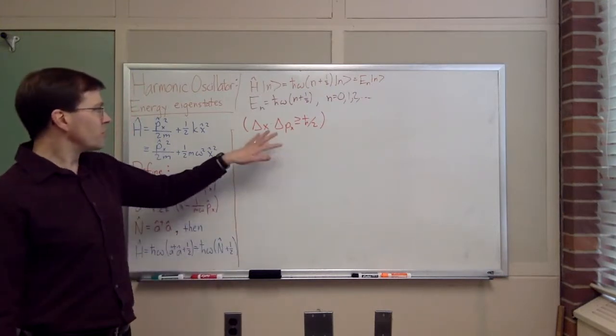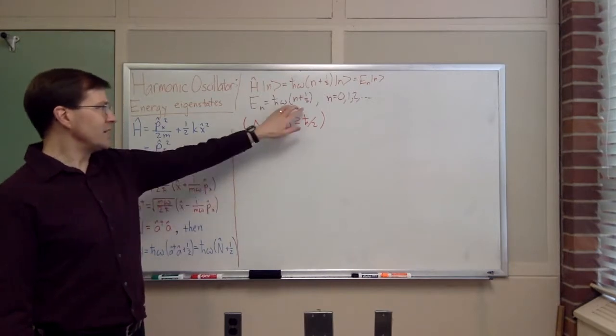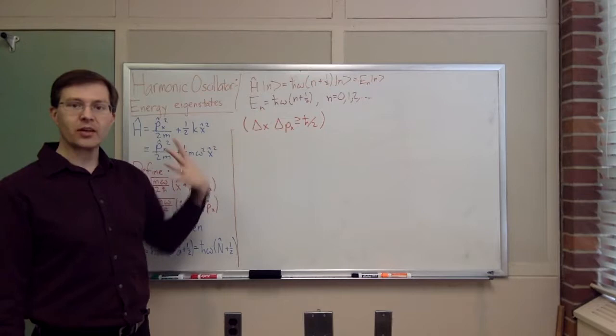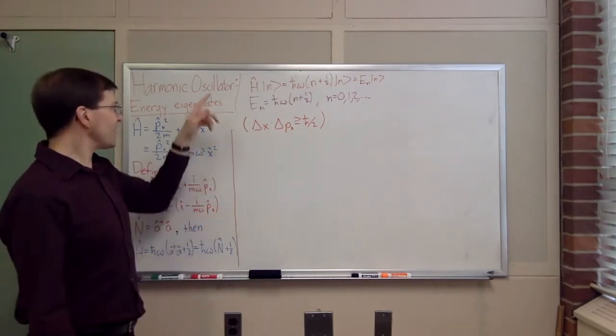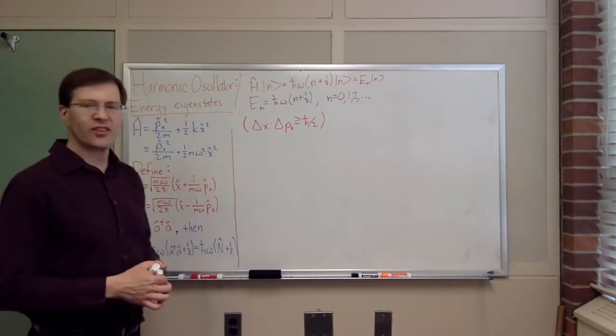So the balance, the best balance you can hit between delta x and delta p, will land you in the n equals 0 state, where you have 1/2 h bar omega as that ground state. So okay, I've got the list of energies of my harmonic oscillator states. What do the actual eigenfunctions look like?